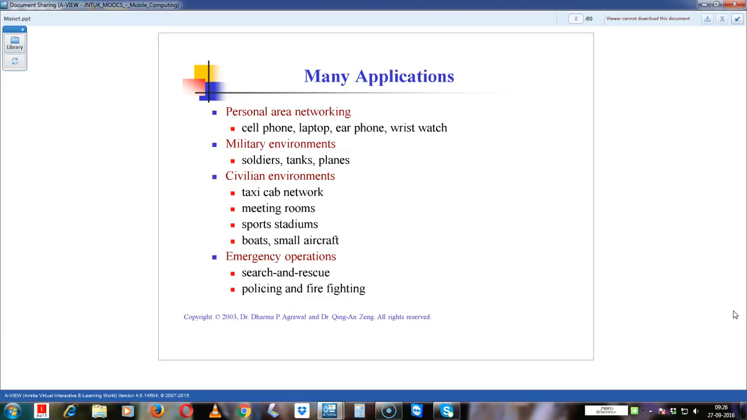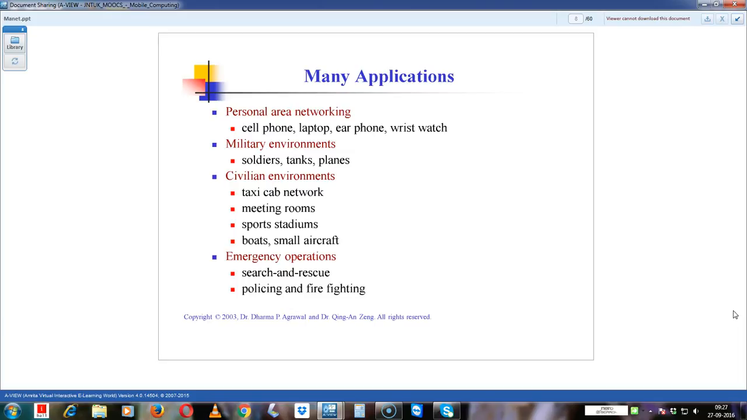Okay. So what are the basic applications where we use ad hoc networks? Like personal area networks. If you want to connect a cell phone, laptop, earphone, wristwatch, we'll go for ad hoc networks. Military environments like soldiers, tanks and planes. They want to communicate from tanks to planes, planes to soldiers, so they will go for ad hoc networks. Civilian environments like taxi cab networking. One taxi driver wants to communicate with another taxi driver, so they will go for ad hoc networks. Meeting rooms, sports stadiums, okay.